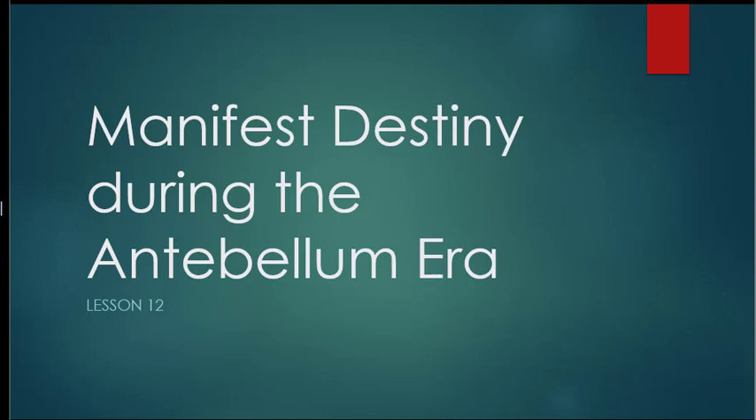Today we're going to talk about manifest destiny during the Antebellum era. In the last few lessons, we've been talking about the Antebellum era, this time period after the War of 1812 to the American Civil War. So we're talking about the years between 1815 to about 1860.